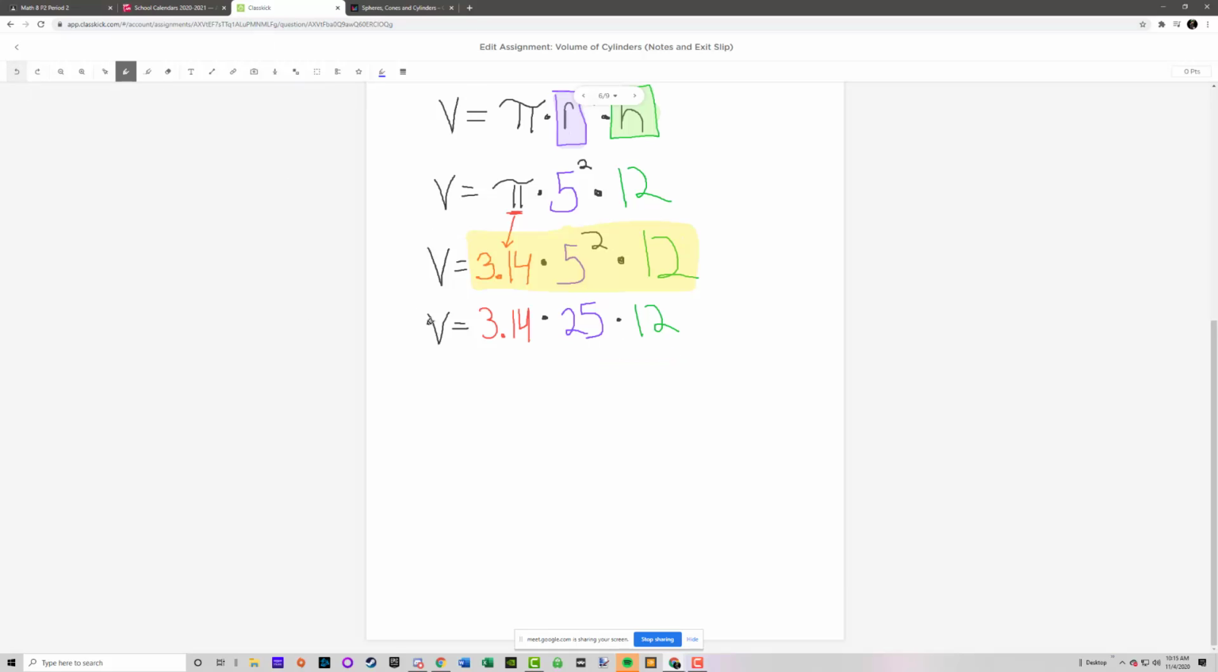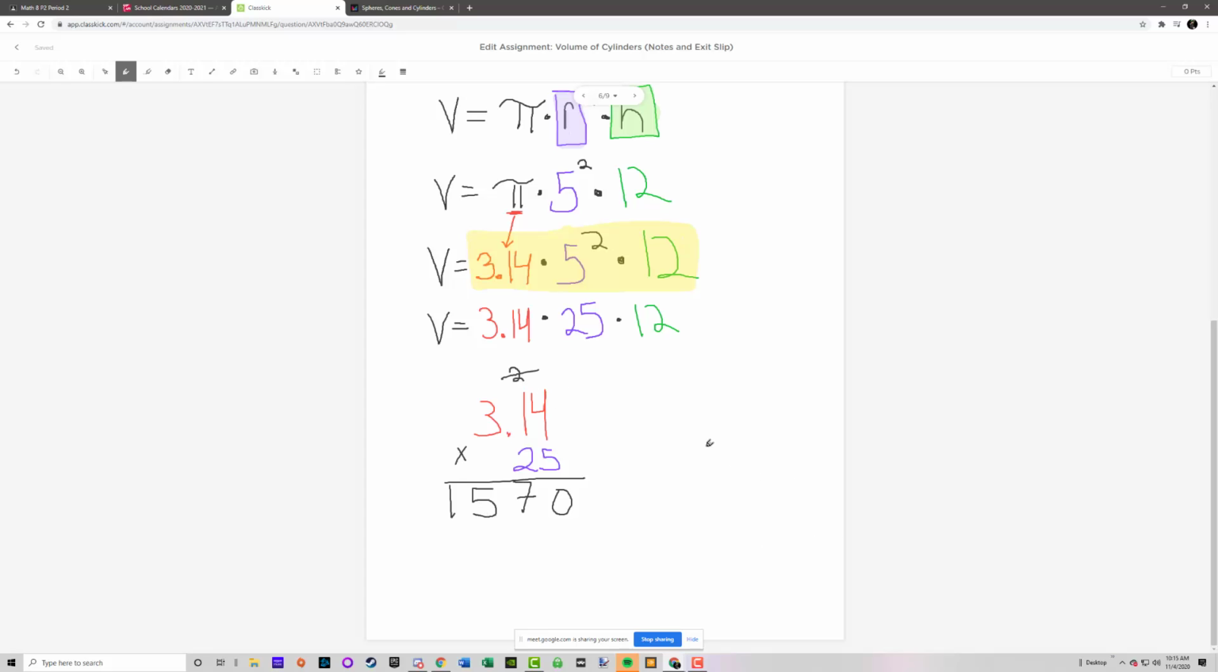So, let's do 3.14 on top, times 25. And remember, because we're multiplying, we do not need to line up the decimals. Okay, so 5 times 4 is 20. Carry the 2. 5 times 1 is 5, plus 2 is 7. 5 times 3 is 15.